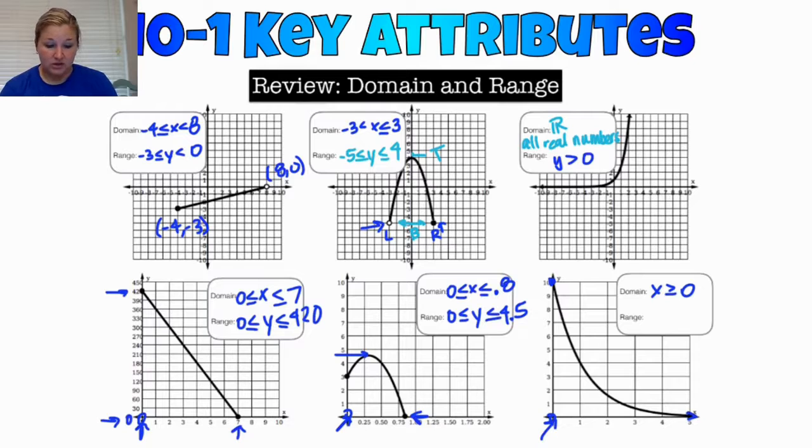And then the range is going to be restricted as well. It's actually going to be the very bottom. It's never going to reach 0 again. It's that horizontal asymptote. So 0 is less than y, because y is never going to be equal to 0. And then y is less than or equal to positive 10, since that's a filled in dot, it's going to stop there.